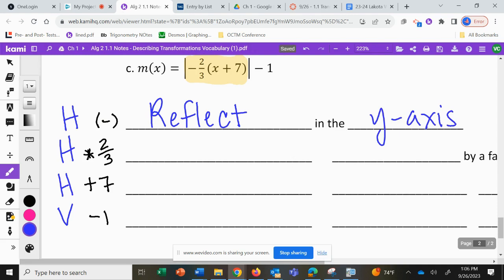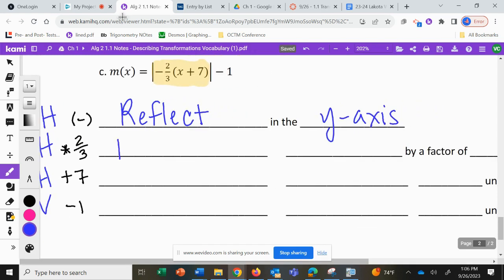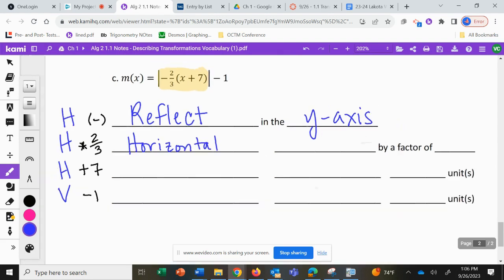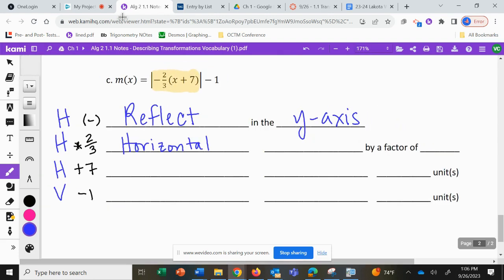Horizontal, this is multiplication. So this is a stretch or a shrink. We'll start with the word horizontal. I'm going to wait to say stretch or shrink by a factor of, and then I have to do the reciprocal, for only the horizontal ones. Okay. So I'm going to write 3/2. That's the reciprocal of 2/3. Okay, so any horizontal, you have to flip it. If it's vertical, you keep it the same.